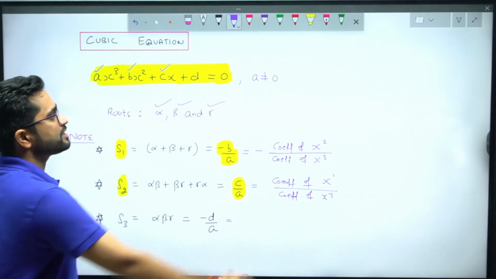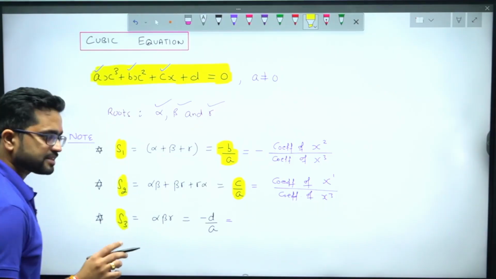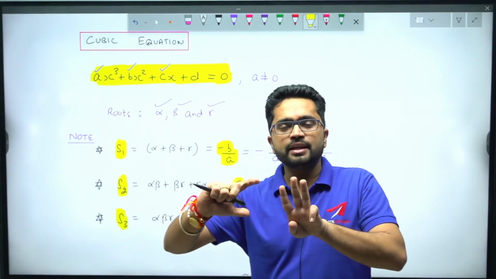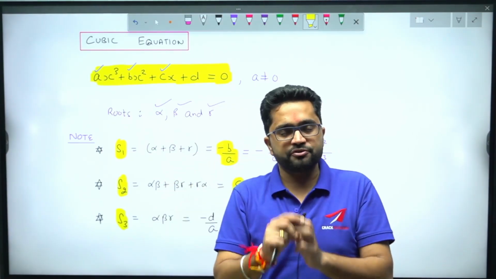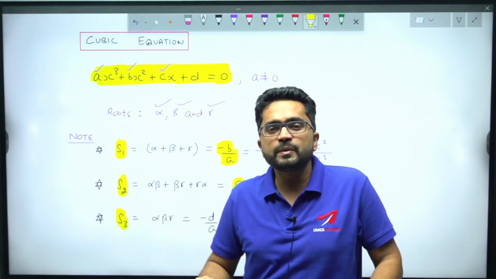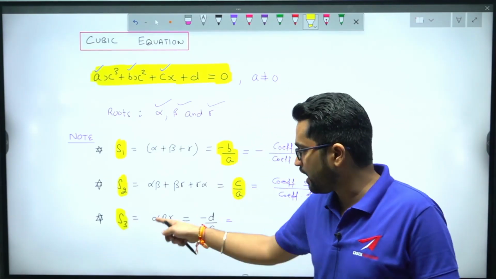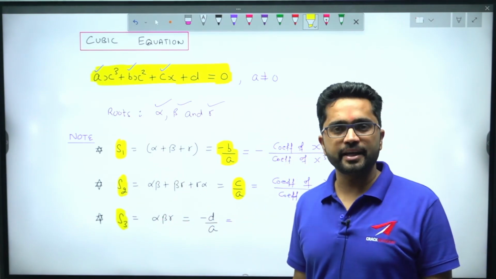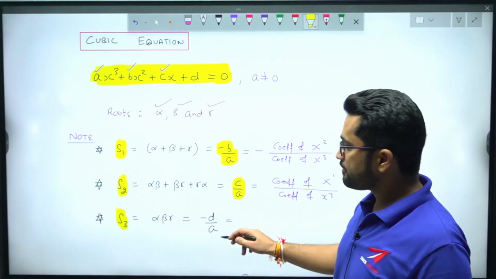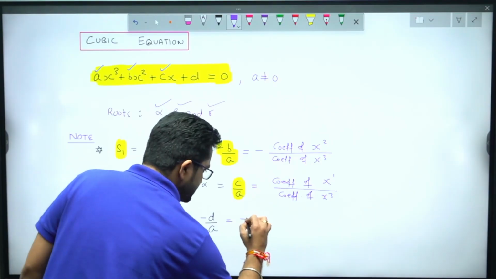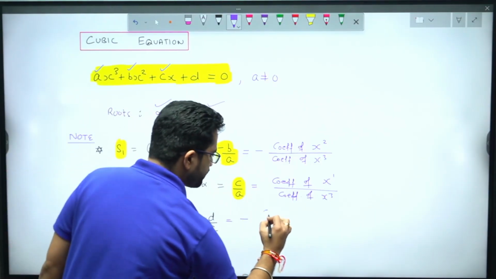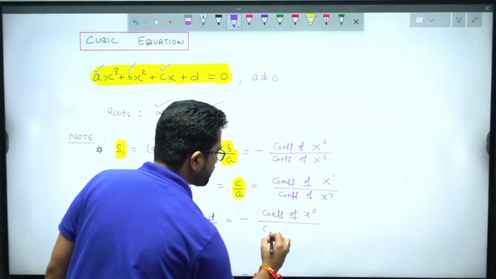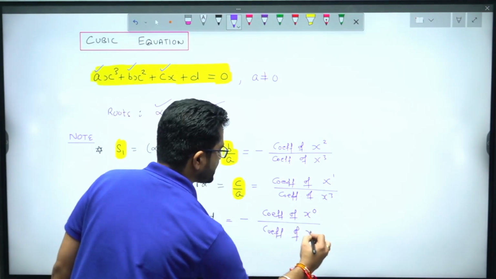And the last case, you can simply write this as S3. Why S3? Basically there are three quantities and I am taking the product of all three, so it is written as S3. Or simply you can write T. T means the product, alpha, beta, gamma taken all at a time. It comes out to be minus d by a. So how will you identify this minus d by a? Minus times d, which is the coefficient of x power 0, upon the coefficient of x power 3.